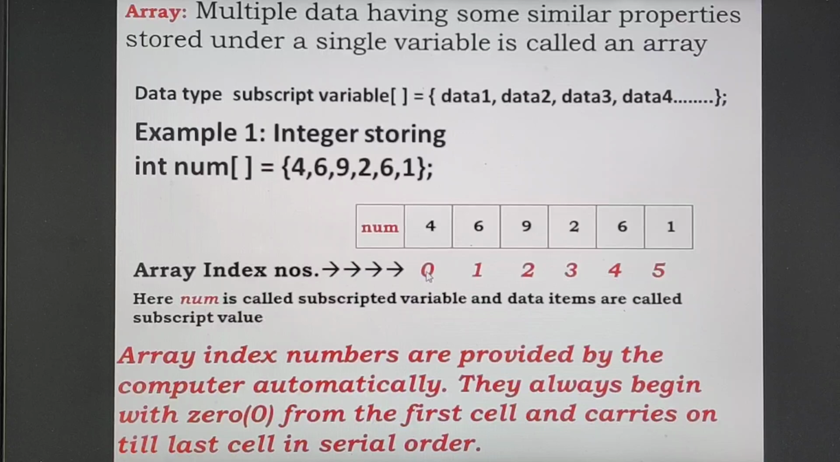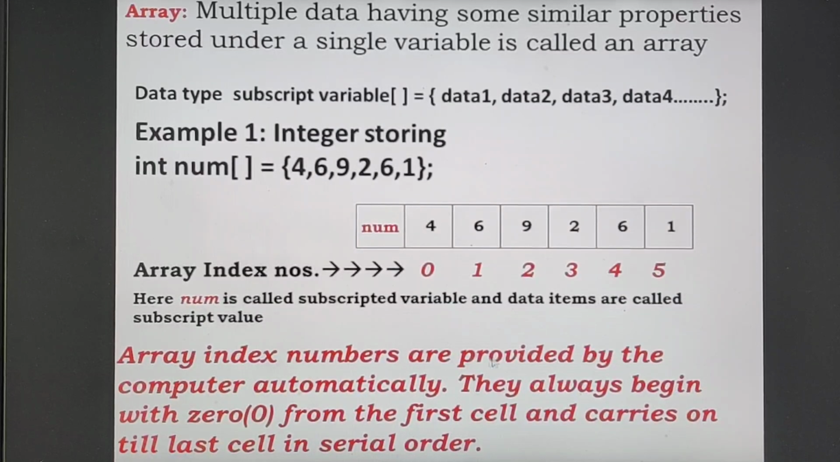So being a programmer, we should know that the first value will always be considered as index 0. By default the computer begins counting with 0. Humans begin with 1, but the computer begins with 0. So num at index 0 stores 4, num at index 1 stores 6, and so on. The last one, in index 5, is 1. Here num can be considered a subscripted variable, and the data values are called subscript values.